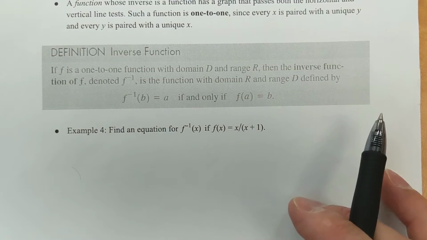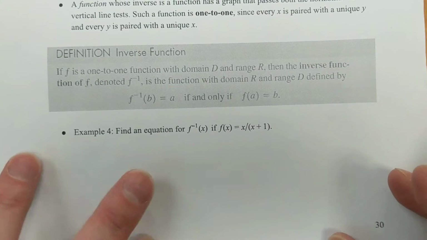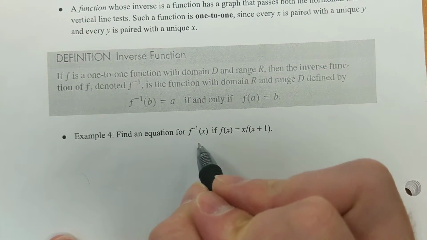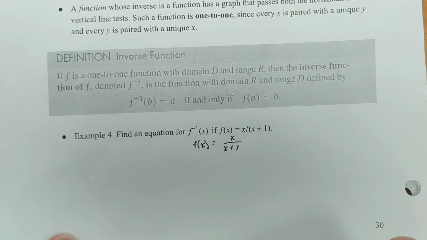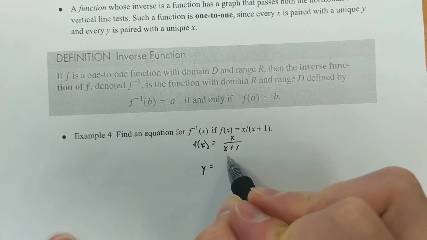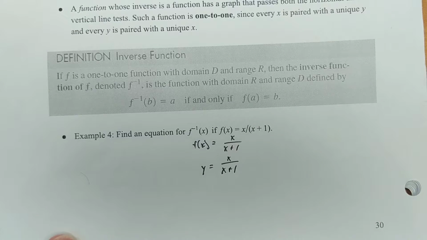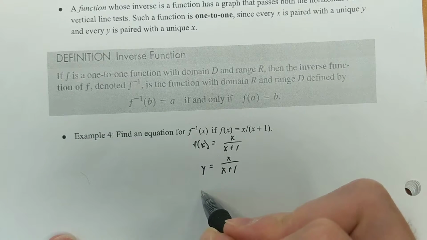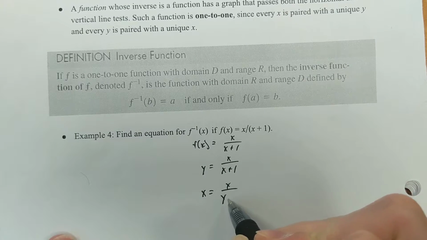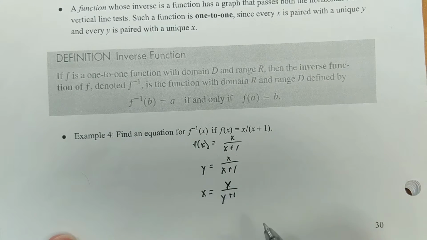So down here, we have how to find the equation of the inverse. We have f of x equals x over x plus 1. Your first step is you replace f of x with y. So it looks like that. The second step is you switch the variables. Y's become x's, x's become y's. So it looks like this. Now, the third step is kind of generic.